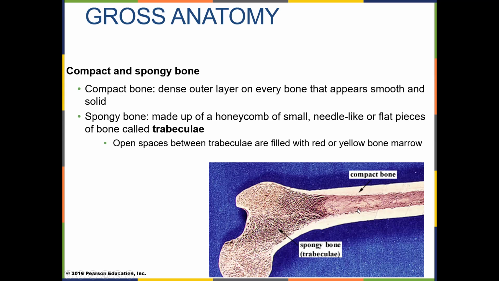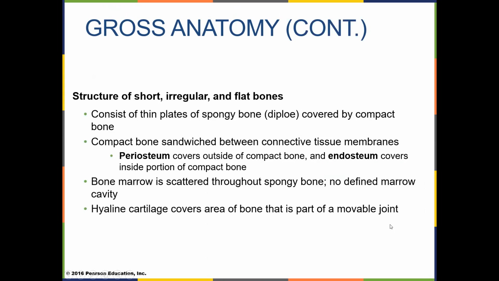Inside of this, you have what we call the yellow marrow or red marrow. Red marrow is the blood cell forming tissue. Yellow marrow is fat. Okay, so that's what we deal with, compact bone and spongy bone, on our long bones.